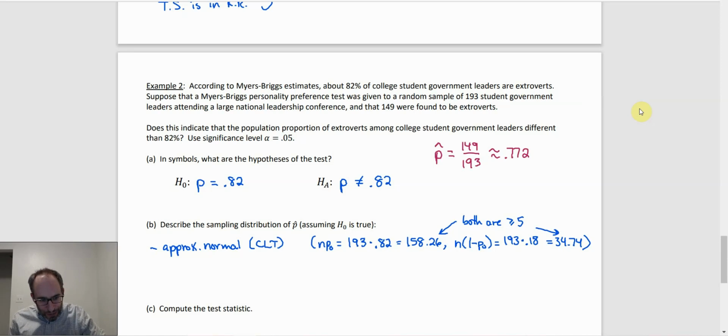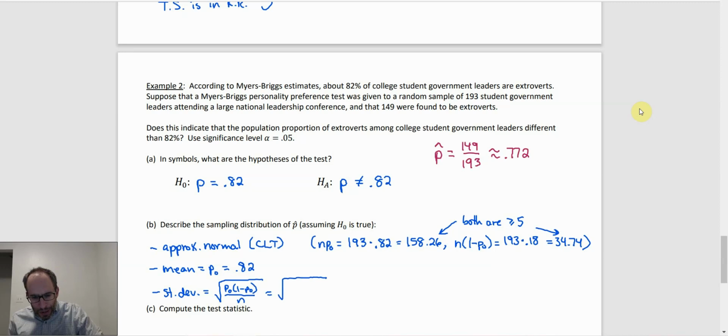All right, other stuff, just like with the last one, the mean would be p0, which here is 0.82. And then the standard deviation would be the square root of p0 times 1 minus p0 over n. And if I sub in, that's going to be 0.82 times 0.18 over n, which is 193. And this works out to be roughly 0.0277, rounded to 4 places.